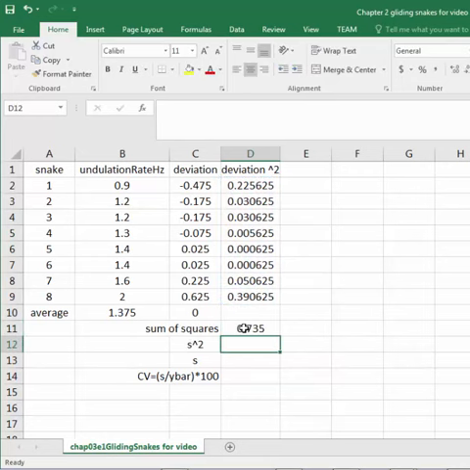And then to get variance, we'll divide the sum of squares by 1 less than the number of observations. And then to find the standard deviation, we'll take the square root of that.